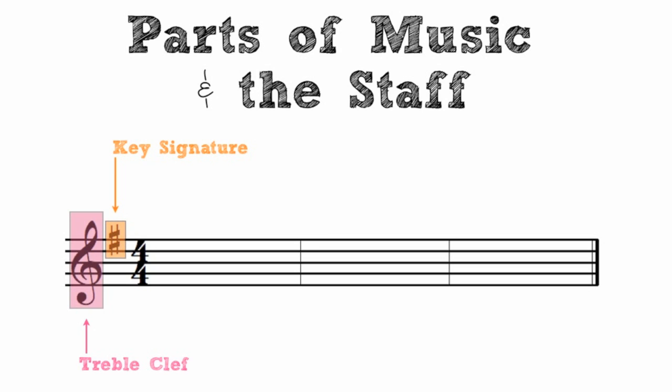The next symbol, highlighted in orange, is a sharp sign, and this is called a key signature. There can be many sharps, and there can be even what are called flat signs, and we'll talk about key signatures in a later video. The time signature is highlighted in green, and it tells us how many beats are in one measure and what kind of note gets one beat. You can see that it looks like a fraction, and we'll talk about time signatures in a later video as well.